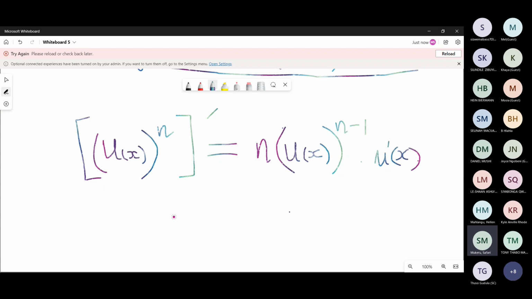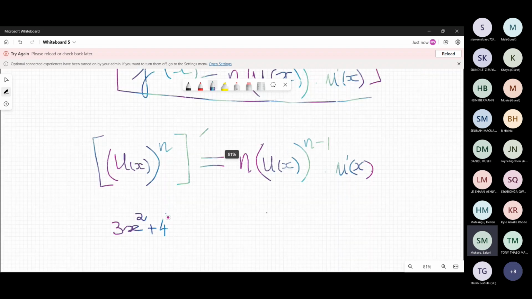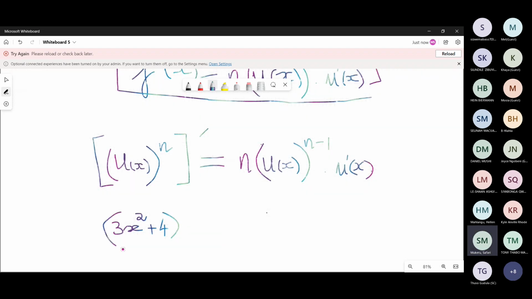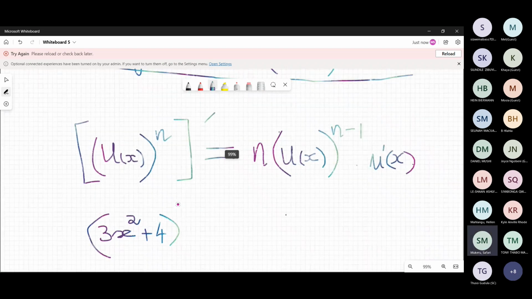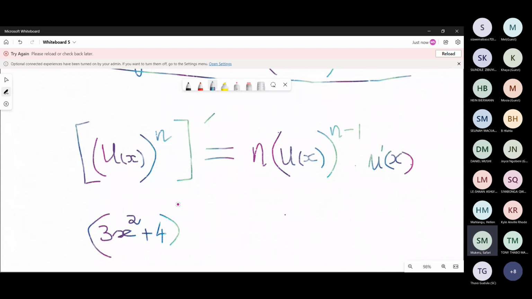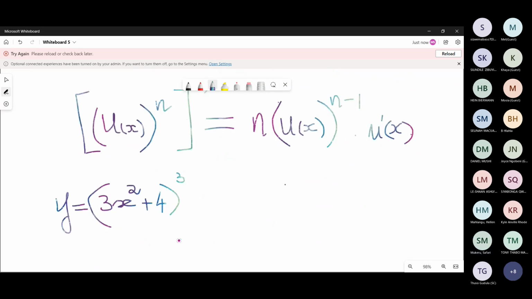Good. Now let's take an example. Take 3x squared plus 4, elevated at the power of 3. Assume this is the function y. Who can then compute y prime? What is y prime of x?